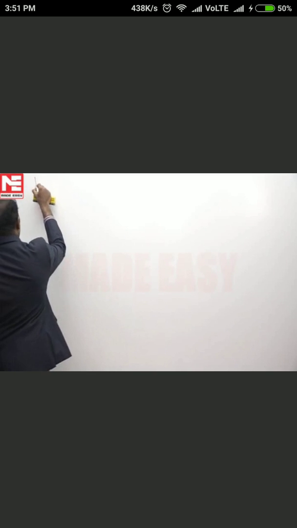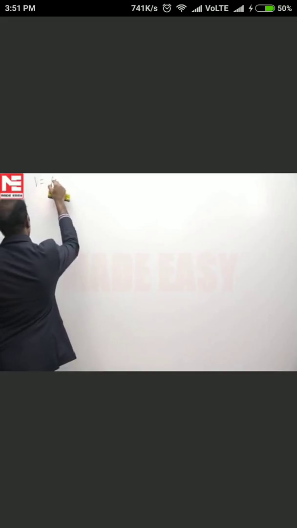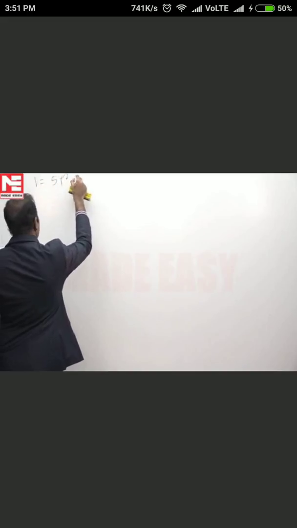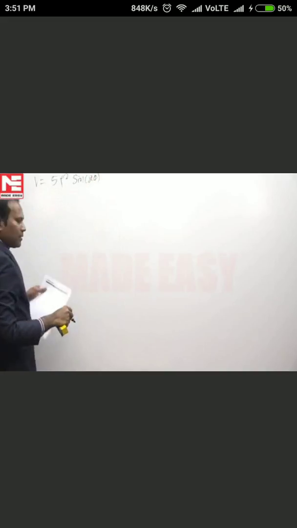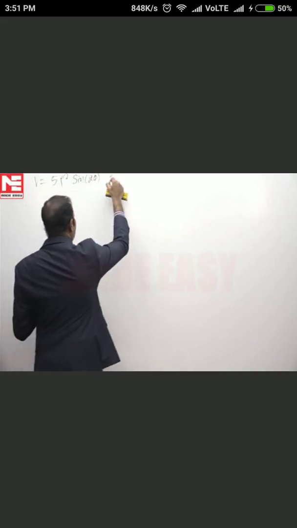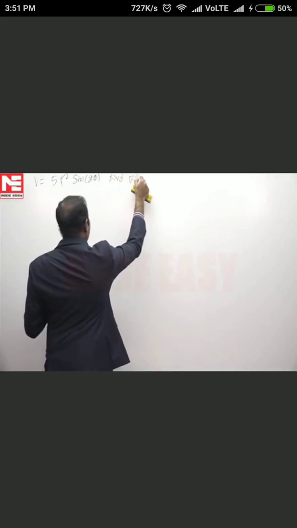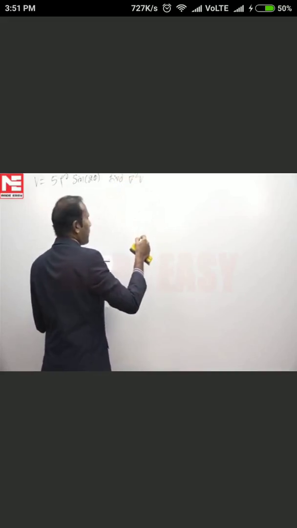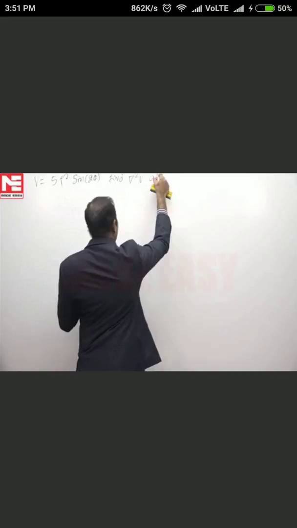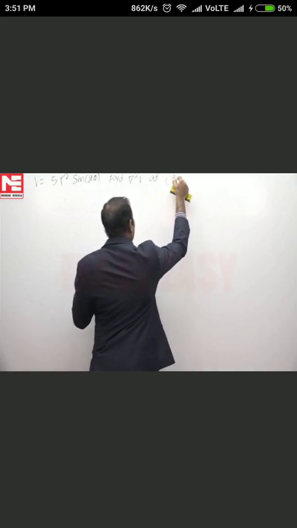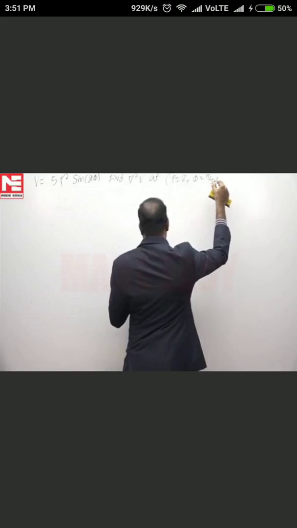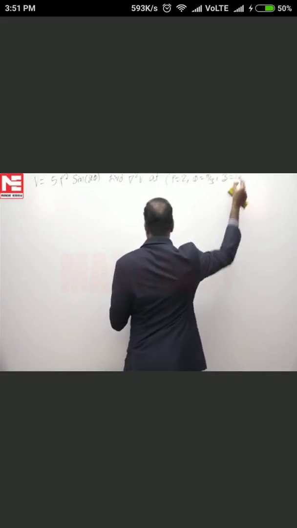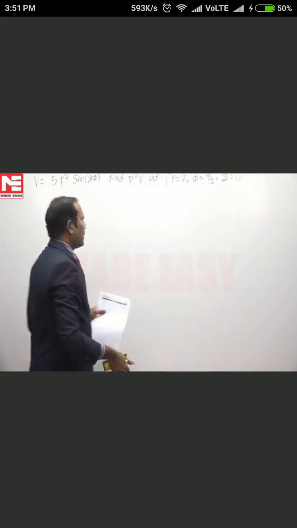Given potential V is 5 rho square sin 2 pi volts. Find Laplacian. Laplacian means del square V. Find Laplacian of V, that is del square V, at point rho is equal to 2, pi is equal to pi by 3, and z is equal to 1. So that is the question.